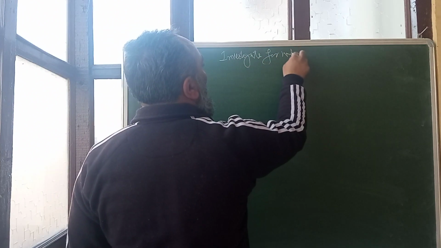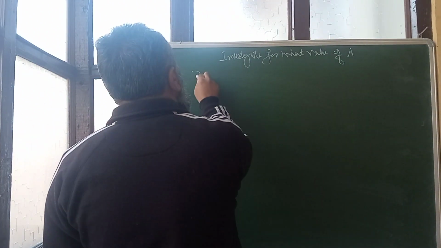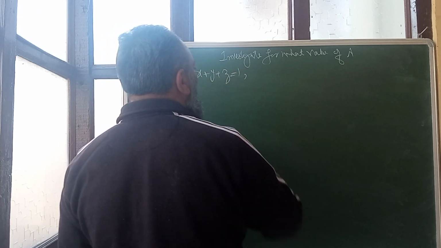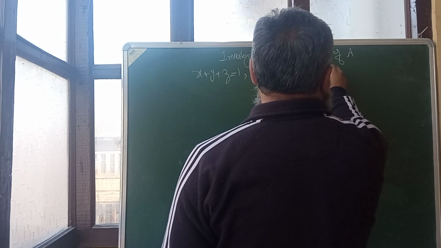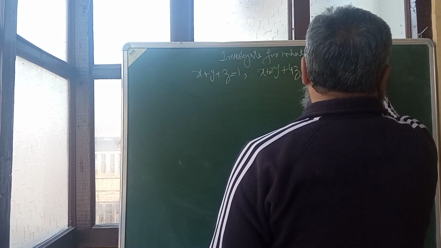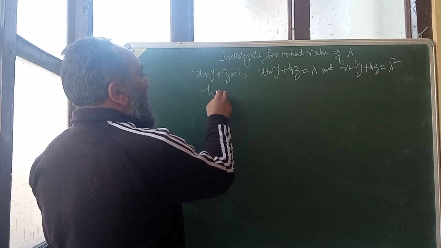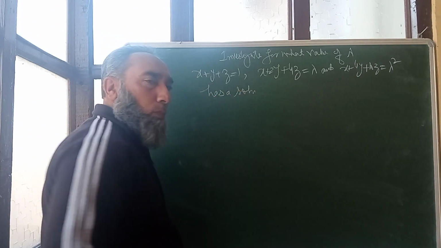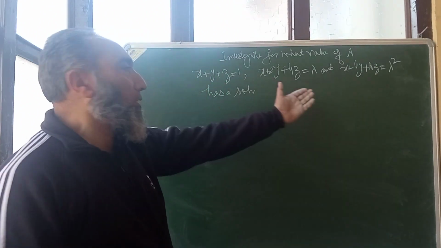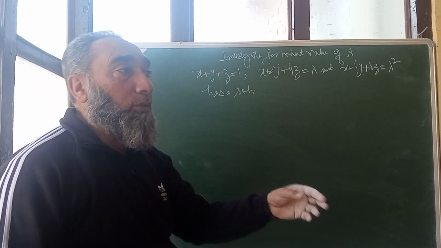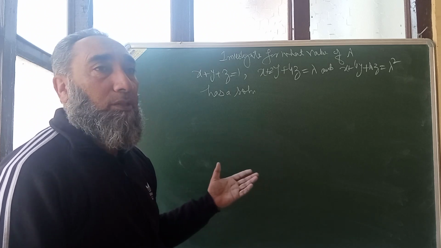Let me investigate for what value of lambda the system of equations x plus y plus z equal to 1, x plus 2y plus 4z equal to lambda, and x plus 4y plus 10z equal to lambda square has a solution. There is 1, lambda and lambda square. For what value of lambda does this system have a solution? I don't have to find the values for which it doesn't have a solution. I have to see for what value of lambda this system has a solution.